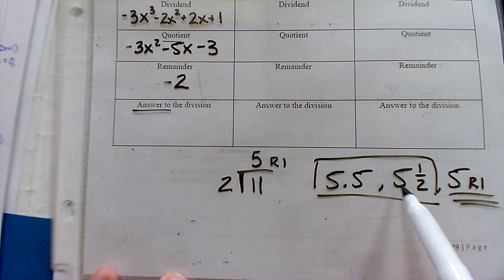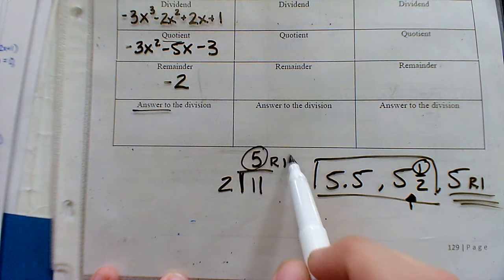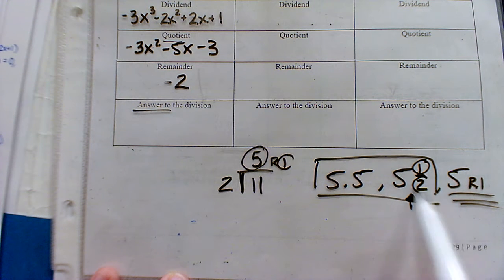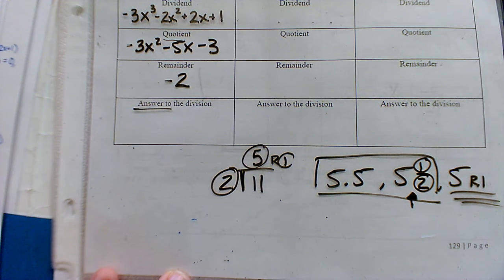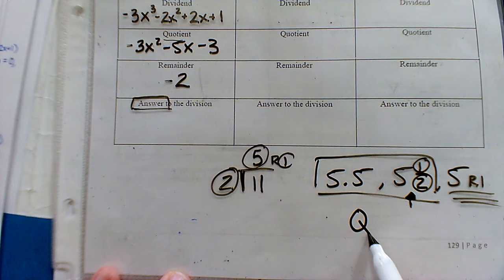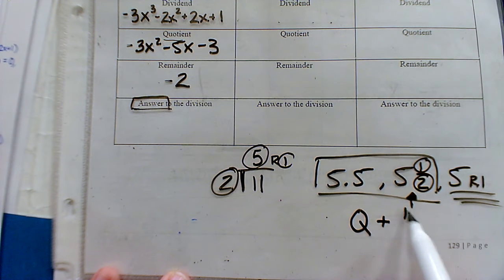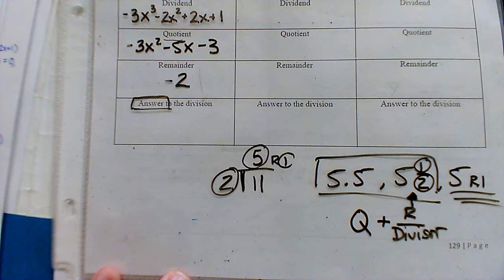Notice how this 5 is representing your quotient, the 1 is representing the remainder, and the 2 is representing your divisor. You see those values showing up in the division process? So in terms of the answer that we're going to focus on, we're going to take quotient plus remainder over divisor. Notice how if we did 5 plus 1/2, that would be the same as 5 1/2.